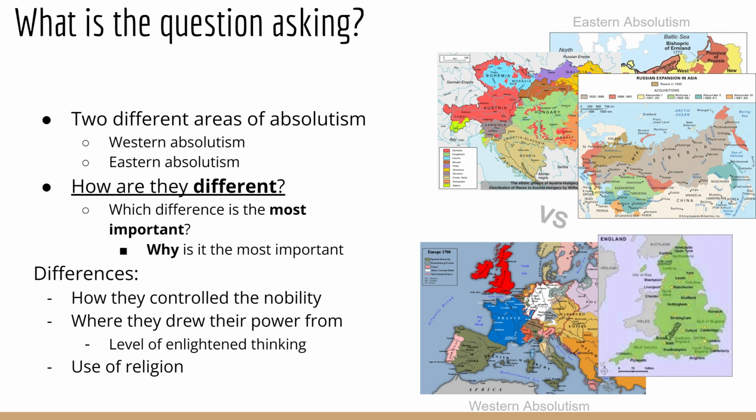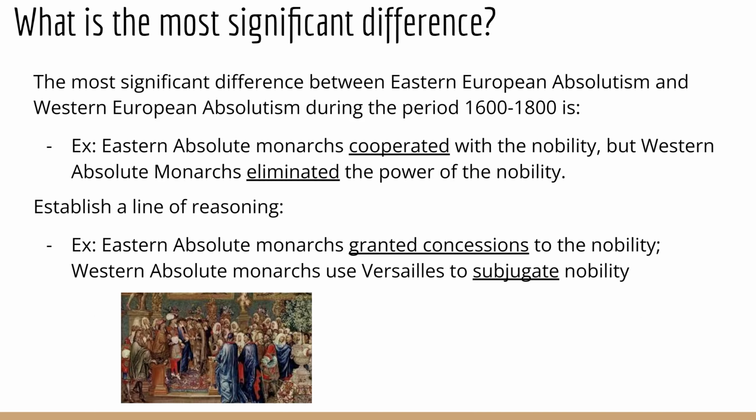So some of the ways that they differ are how they control their nobility, where the monarchs drew their power from, the level of their thinking and how enlightened it was, and the use of religion in their governance. So then we have all these differences. We have to figure out what is the most significant difference. So you can figure out which difference is the most significant by seeing what role it played in the fall and the rise of those absolute monarchs.